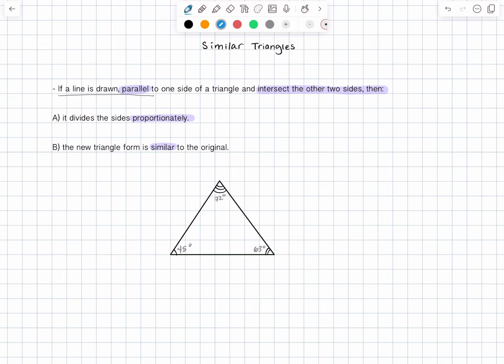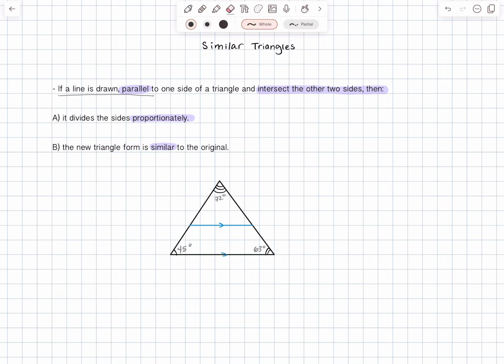Let's say I pick this bottom side, and I draw a line parallel to this side, and it intersects the other two sides. So it has to intersect this side and this side over here. Let's go ahead and draw that line. It's a flat line, it's parallel. I'm going to use the arrows to indicate that they're parallel.